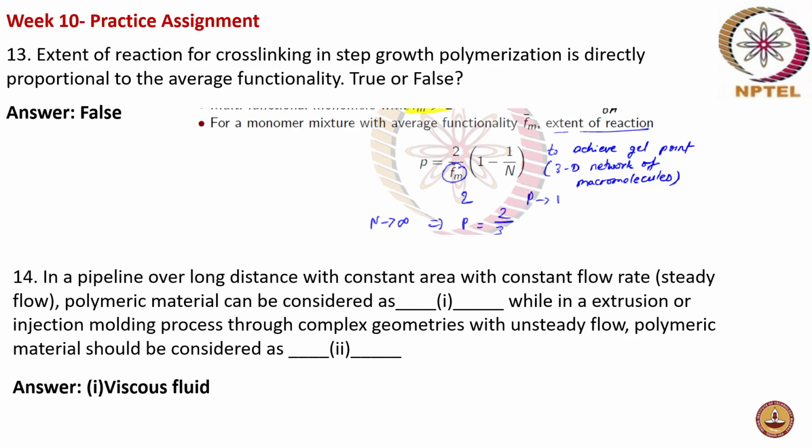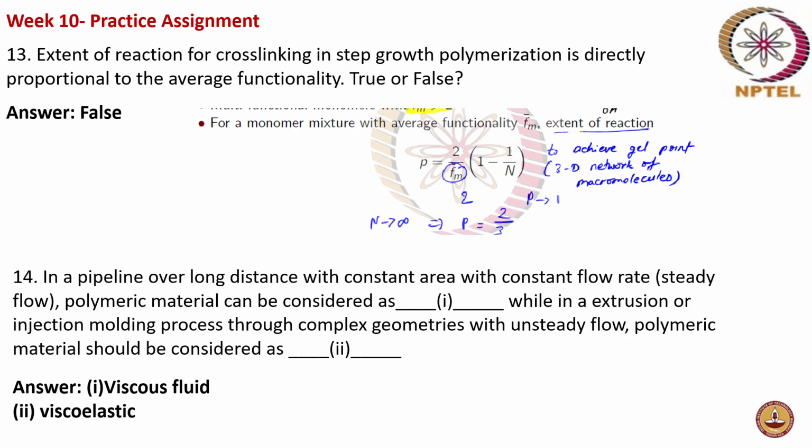But in an extrusion process or injection molding process, there is flow through complex geometries with unsteady state flow, so we have to consider the polymer as a viscoelastic material. We just saw die swell in the case of extrusion. Why is there die swell? It is because of the inherent elasticity. That means we cannot consider the polymer just as a viscous fluid, because a viscous fluid does not have any elasticity within it.